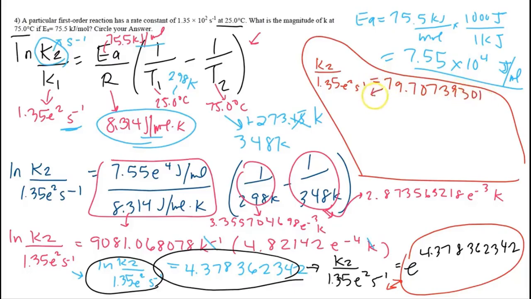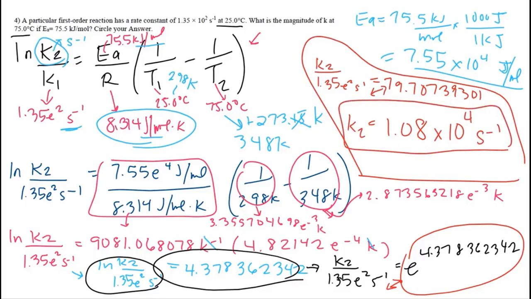79.7073931. Now I'm going to cross multiply these numbers to simply get my K2 value. When I cross multiply, I have to start thinking about my significant figures for the final answer. I have 3 here, 3, 3, and 3. Everything is 3, so my answer should be 3. When I cross multiply 1.35 times 10 to the 2 by 79.707, I get 1.08 times 10 to the 4th. And of course, my units are seconds to the minus 1.